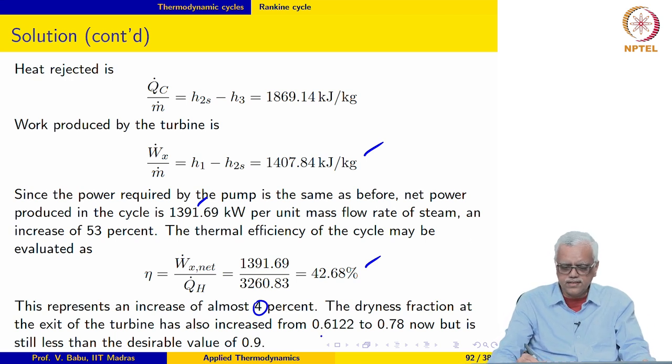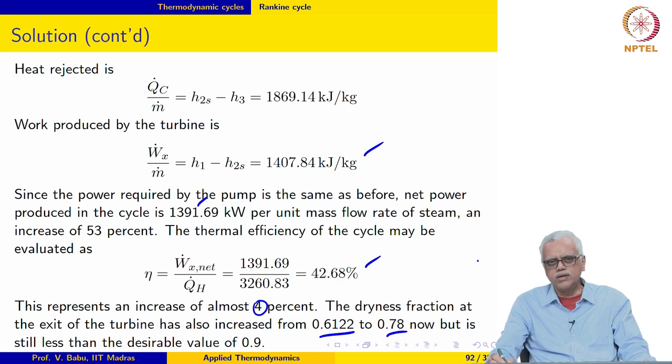Now, the dryness fraction at the exit of the turbine has increased from 0.61 to 0.78, but still it is much less than the value of 0.9. 0.9 is the lowest value that is generally acceptable. So, the specific power has increased as a result of superheat, and efficiency has increased somewhat. Now, let us look at second law efficiency.